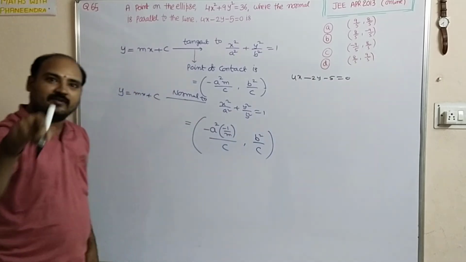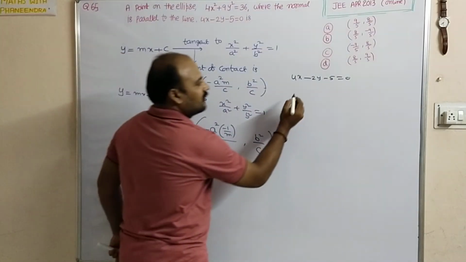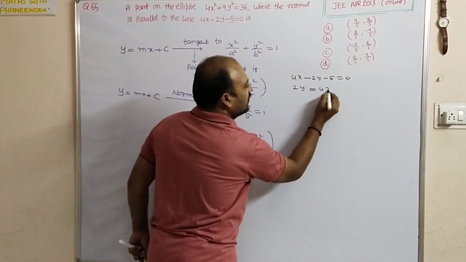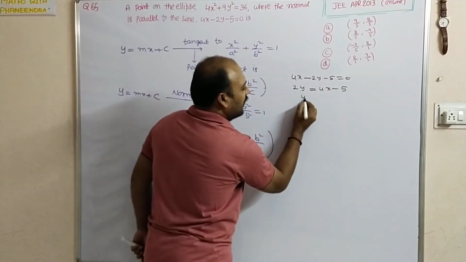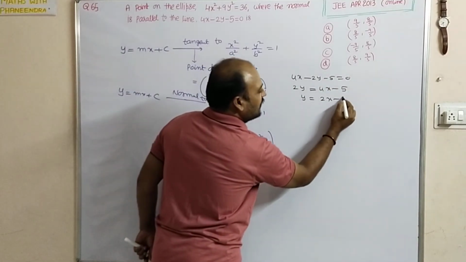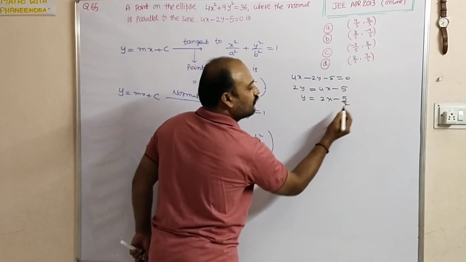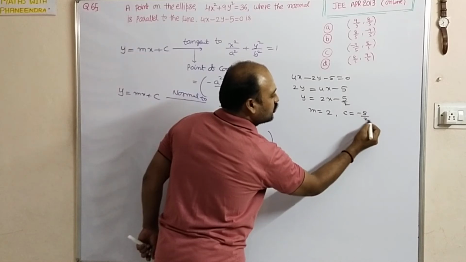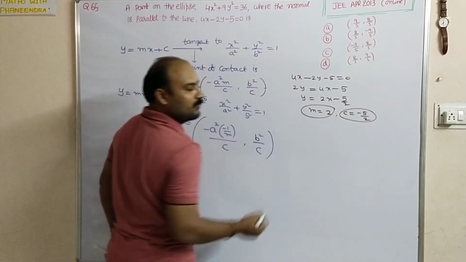This equation you have to convert into the form of y is equal to mx plus c. Minus 2y we can take this side. 2y is equal to 4x minus 5. y is equal to 2x minus 5 by 2. So m is equal to 2 and c is equal to minus 5 by 2. We got the c value and m value.